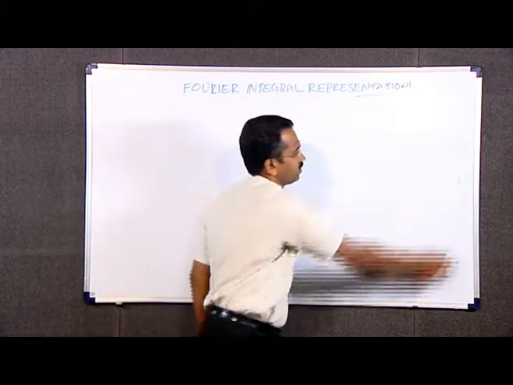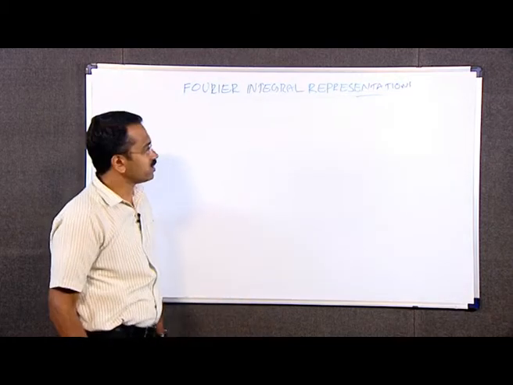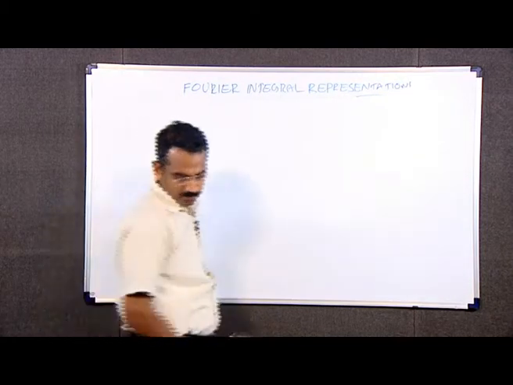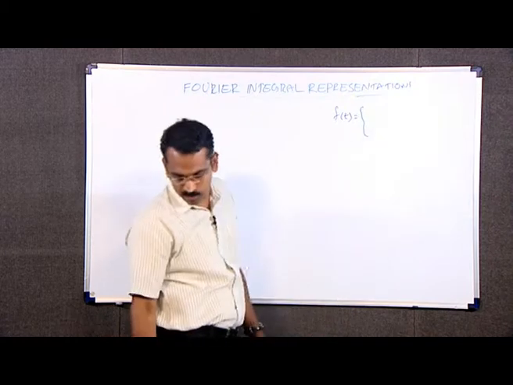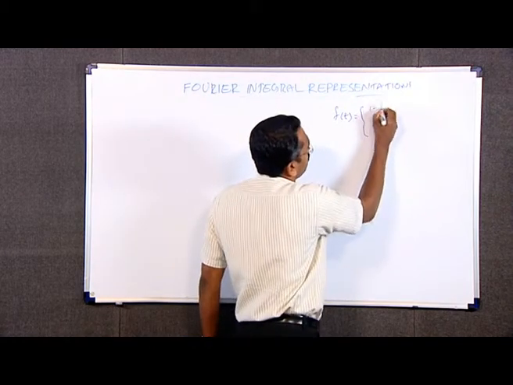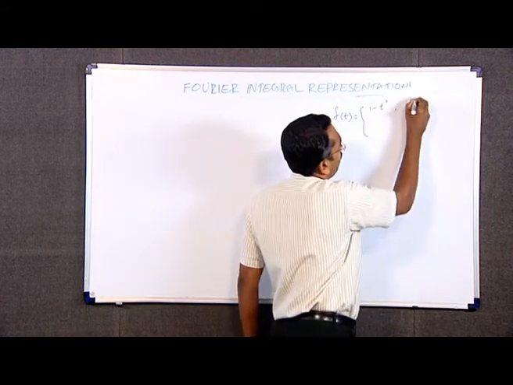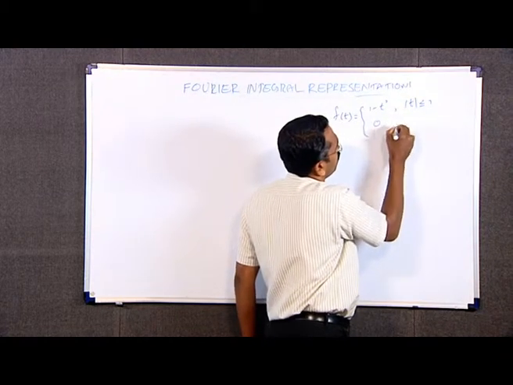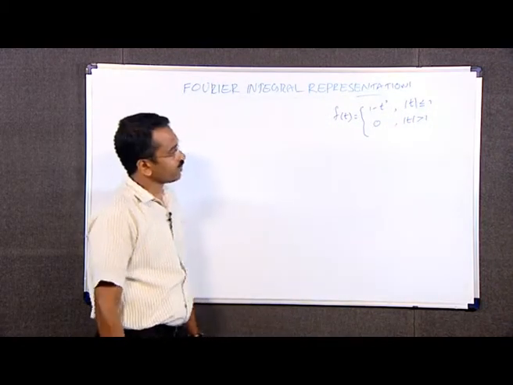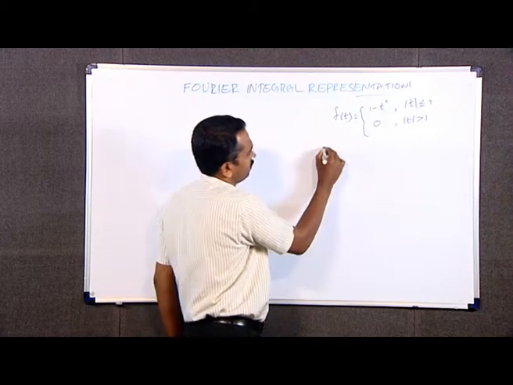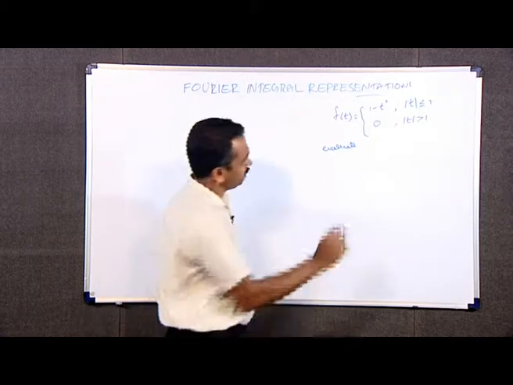Now consider another example. Find an integral representation of f of t, where the given function is f of t equal to 1 minus t square for mod t less than or equal to 1 and 0 for mod t greater than 1, and hence evaluate integral from 0 to infinity.